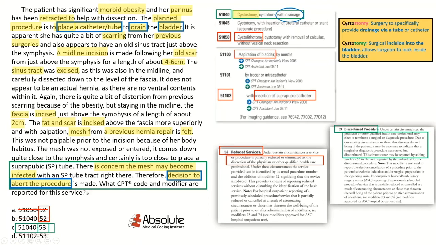But this is what we start looking at. The decision to abort. That's probably got something to do with these modifiers, and it did. And right here is telling you what the procedure was. They wanted to place this catheter to drain the bladder, and it wasn't able to be performed. That's why we're sticking here, and that's why I was giving you these particular definitions. It was aborted. They were not able to perform it. Does that make sense?